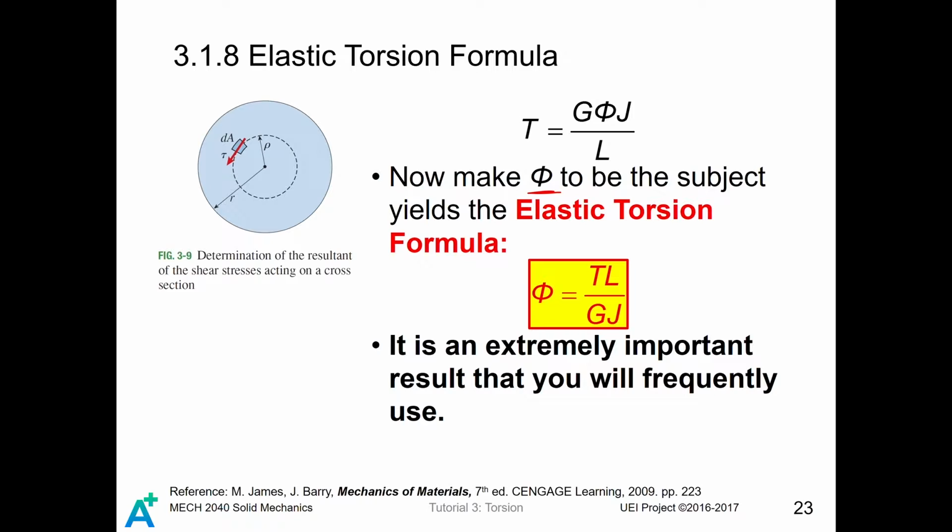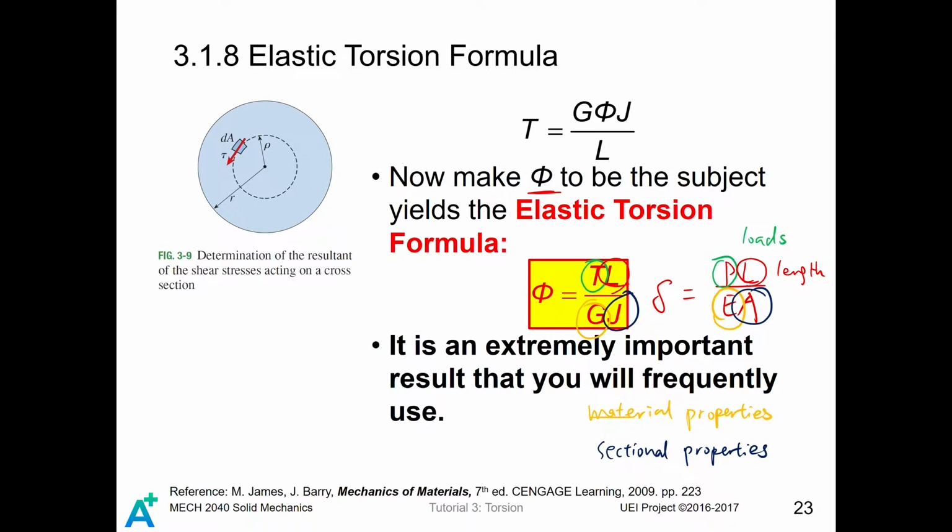Notice that it is rather comparable to what we have learned before, which is the axial deformation of a piece of material under the axial load, delta equals PL divided by EA. In such a case, P and T are loads acting on the prismatic bar, L are the lengths of the material, G and E are material properties, and J and A are sectional properties. So as you can observe, they are rather similar and comparable. It is an extremely important result that you will frequently use in a lot of applications about pure torsion.